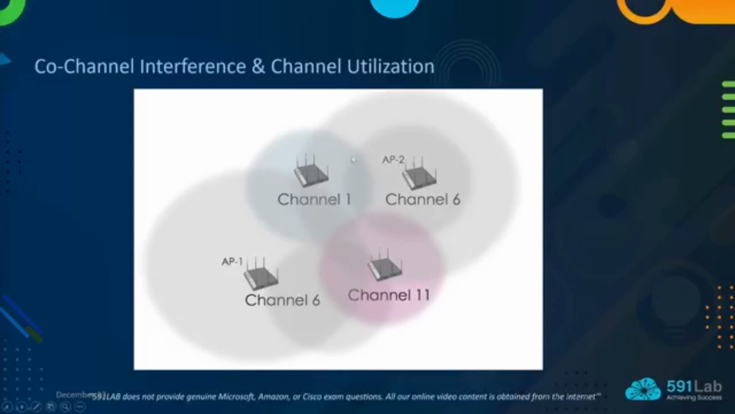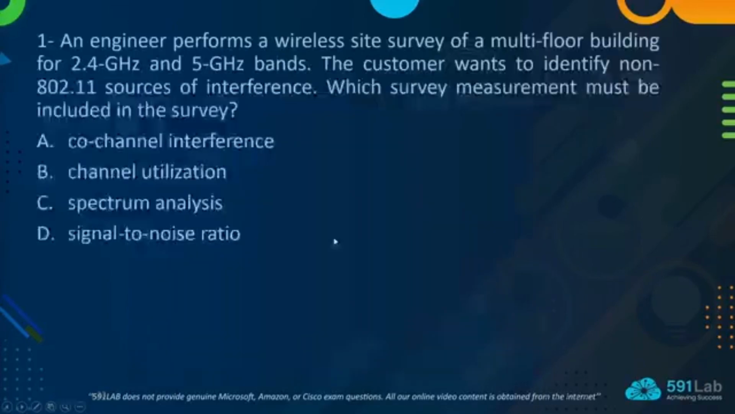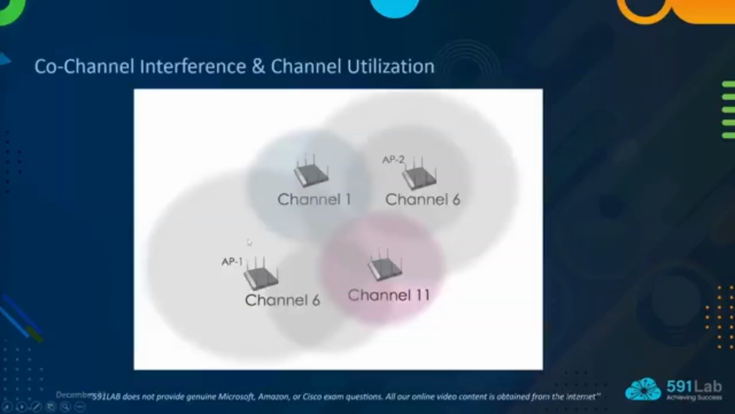But this is actually another Wi-Fi interference source. This is not a non-.11 Wi-Fi interference, because both are a wireless .11 interference source that they interfere on each other. But our question again, remember, is to identify a non-.11 source of interference. So it cannot be a co-channel interference. Let's talk about channel utilization and also signal to noise ratio.